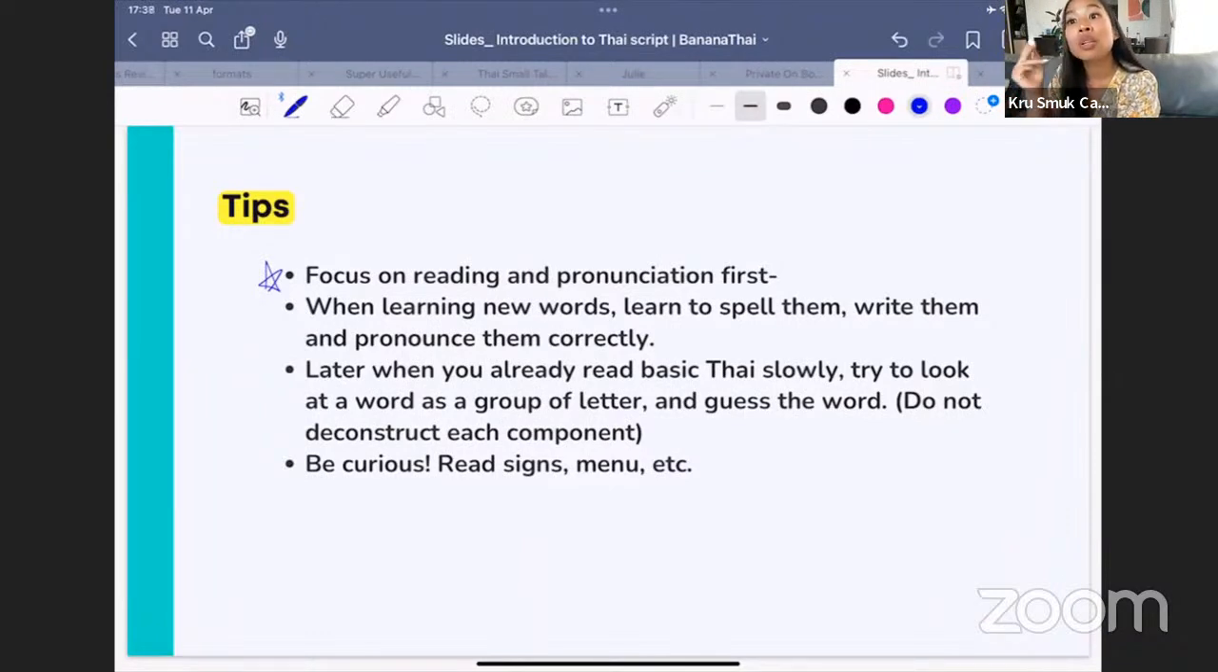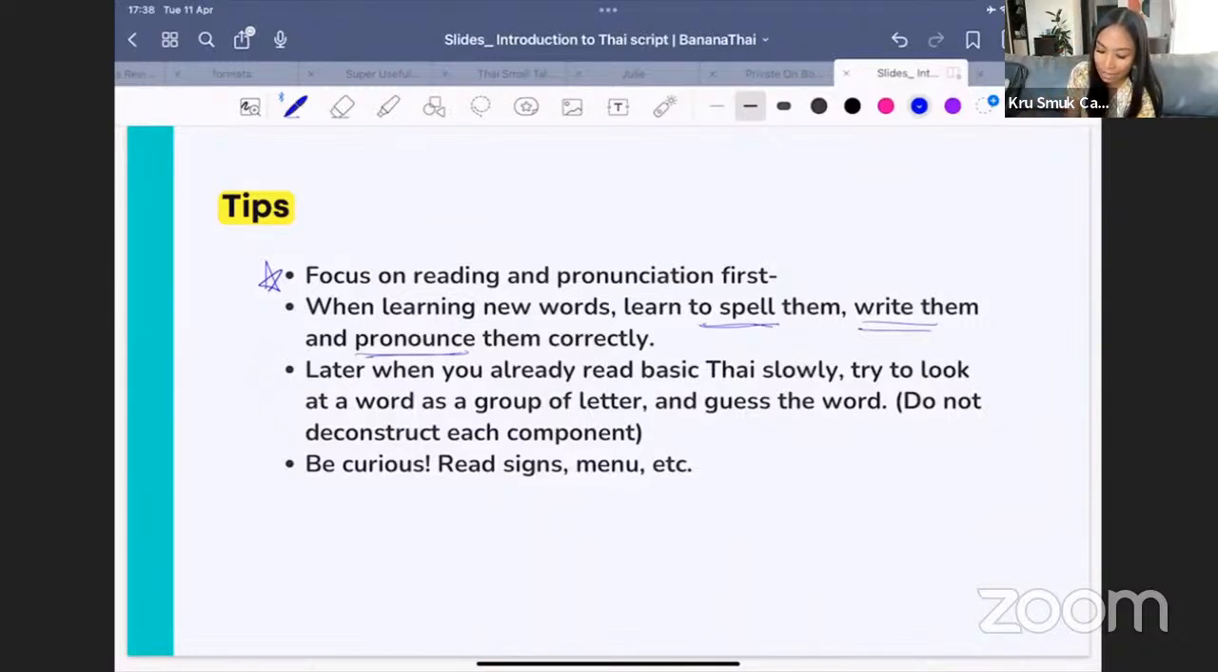Of course, if you learn new words that you think are practical for you to use, learn it, remember it, but not every single word. It will only slow you down. Focus on being able to read and being able to pronounce it correctly first. Okay? Secondly, when learning new words, learn to spell it, learn to write it, and learn to pronounce it correctly from the beginning. It takes much more effort to relearn what you've learned wrong. So do it right from the beginning.